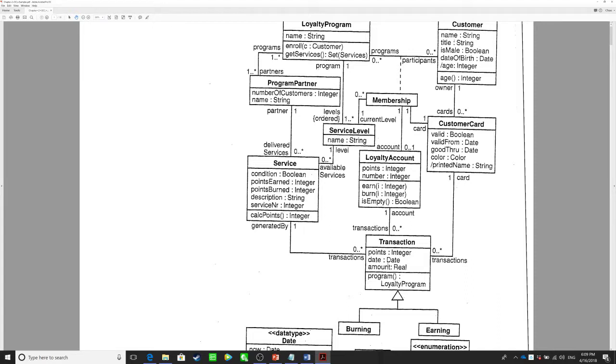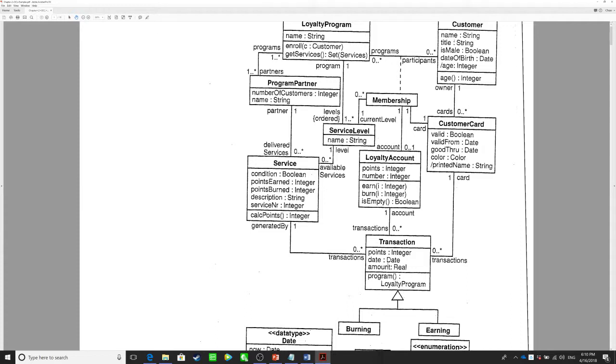Let's go to this loyalty program class diagram. Look at the loyalty program. Okay, and then we find here this is partners, right? The association between loyalty program and the program partner is called partners. So when we are saying under this loyalty program context, if we are saying partners, then we are actually having a set of program partner.